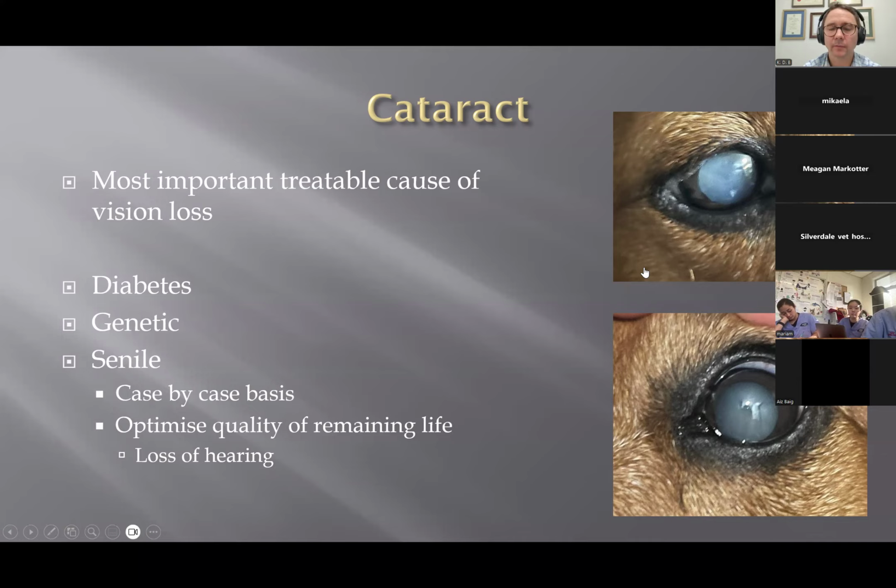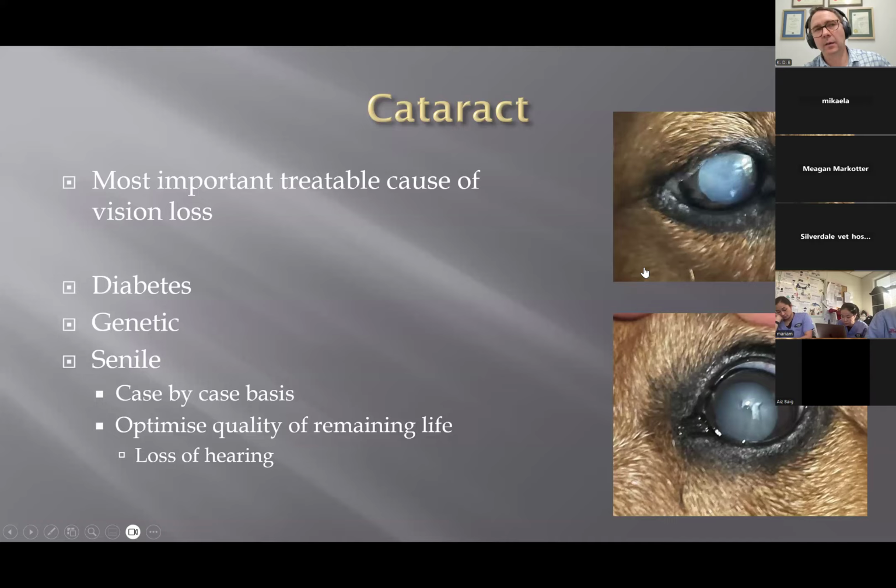As I said earlier, there is a variety of different causes, and we'll cover the diabetic cases specifically in an upcoming slide. But diabetes is a really big, important cause. Of all the cataract surgeries that I do, probably a third, maybe more of them would be diabetic dogs. It wouldn't be half, but it wouldn't be far from it.